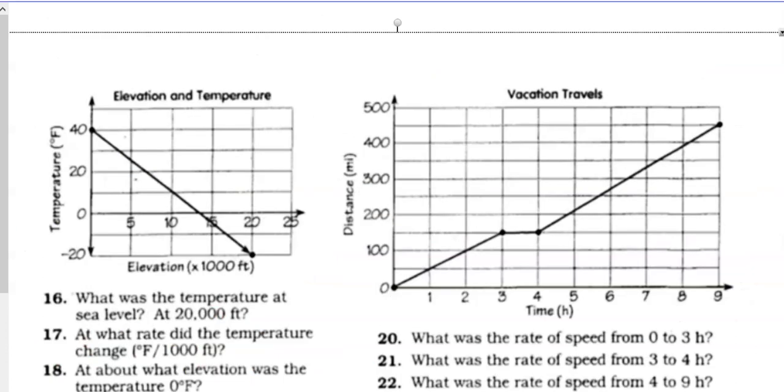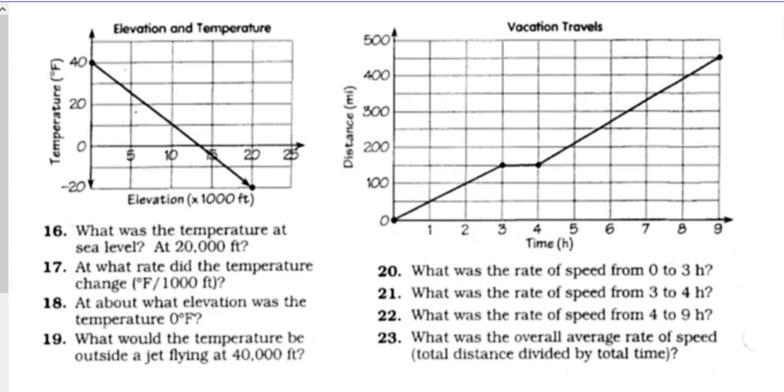Let's go down to 16 and 17. Okay, same idea here. This is elevation and temperature. On the x-axis is your elevation times 1,000 feet. That's an important little notation. And our temperature is our y-axis here. That's in terms of degrees Fahrenheit. So 16, what was the temperature at sea level? Okay, well, sea level, hopefully you know that is going to be 0 feet here. Okay, so 0 feet.